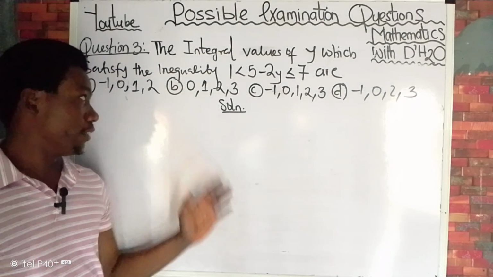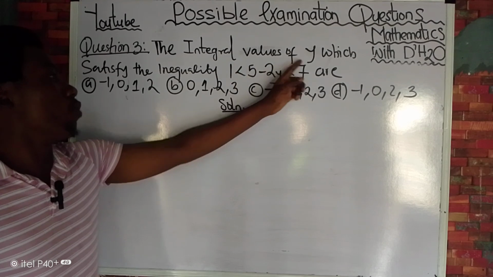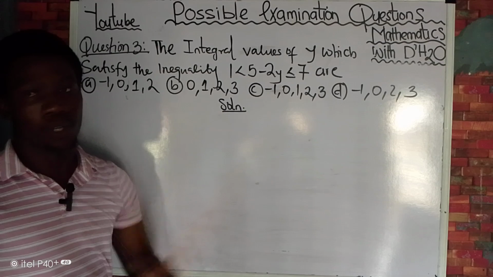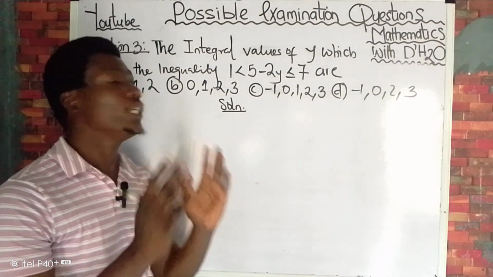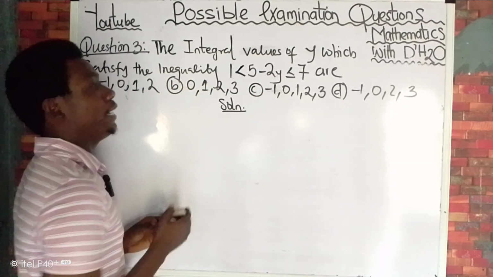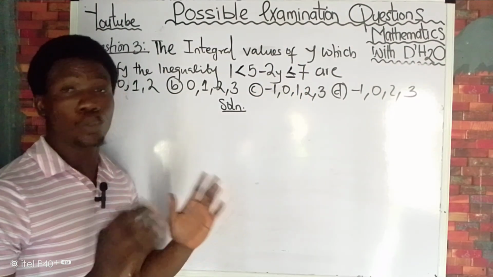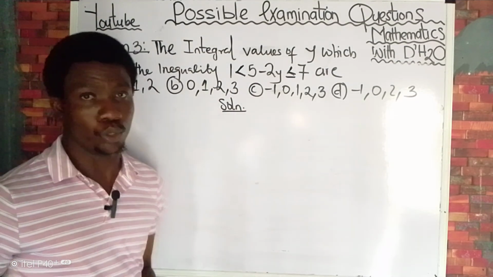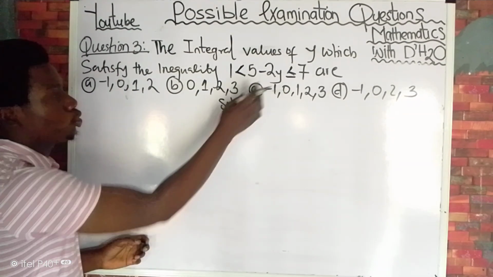According to question number 3, the integral values of y which satisfy the inequality are what? Now, this question is from a topic called inequality, to be precise, double inequality. As you can see on the board, we have less than in one place, then we also have less than or equal to. There are two ways to solve this question. You can solve it directly, or you can split it into two. My advice is that you split it into two so that it does not confuse you. So let's start with this.